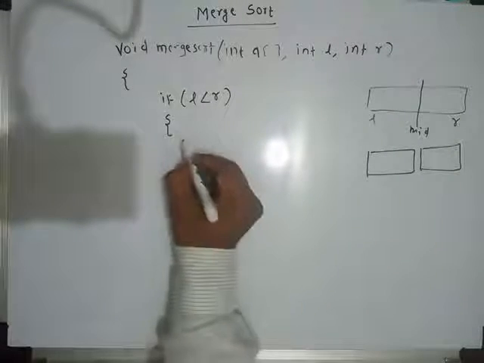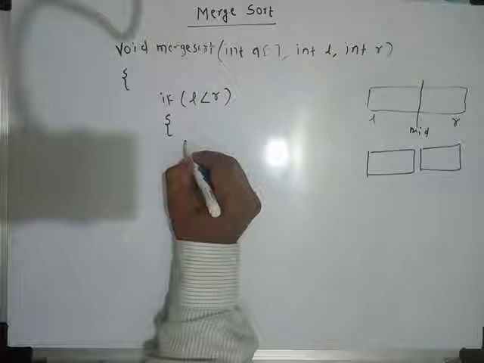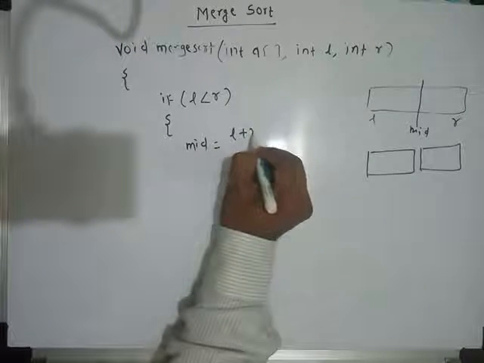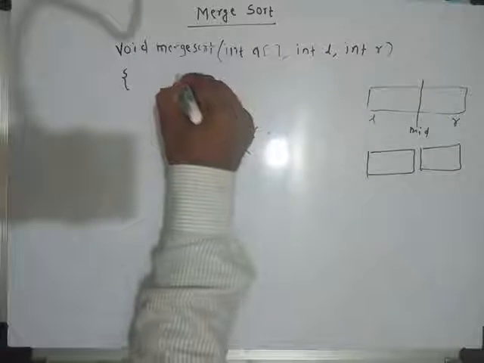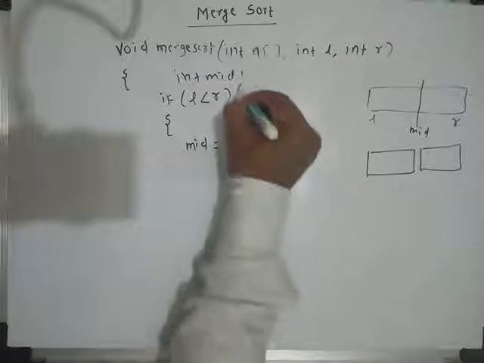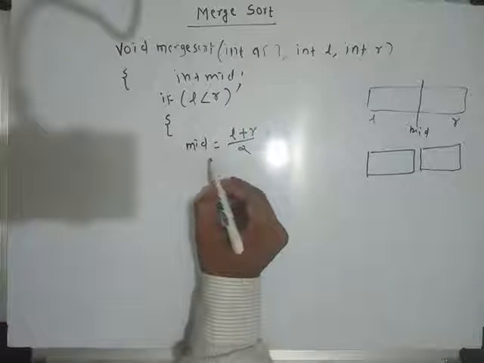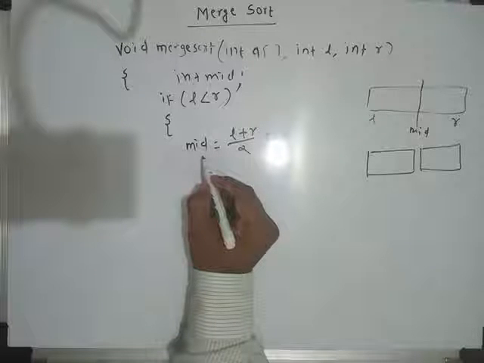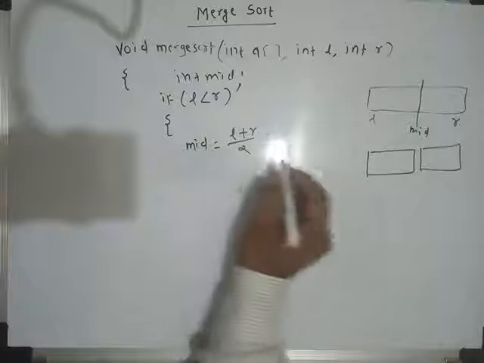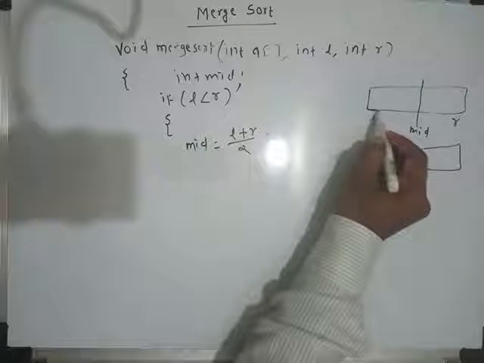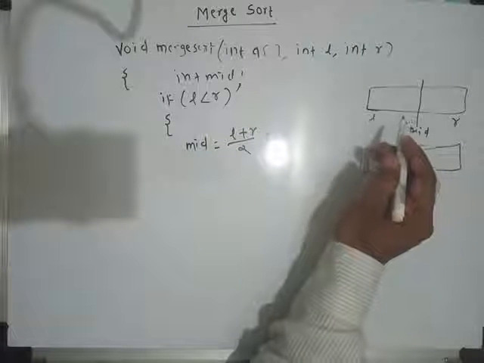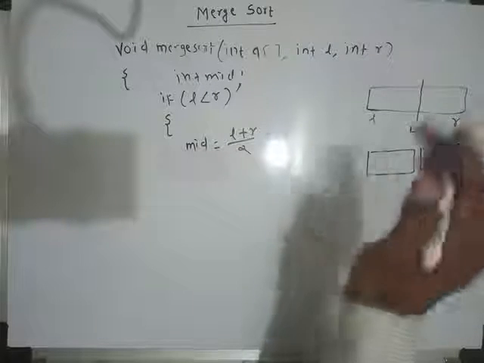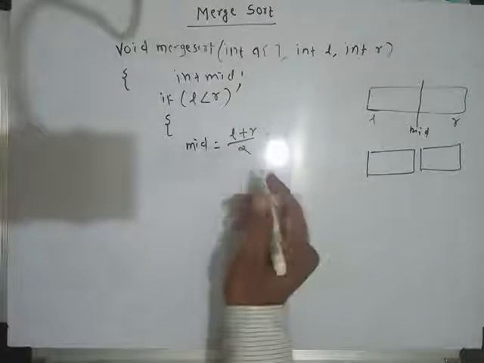So if L is less than R, I'll partition this array into two parts, as merge sort is a divide and conquer algorithm. I'll do this partition by saying mid is equal to L plus R by 2. I'm simply finding the center. So there are no efforts required to divide this array into two parts. In case of quicksort, we were doing a lot of work to get this partitioning, right? But here we need not do that. Simply do one arithmetic operation, and we'll get the division of this array, right?